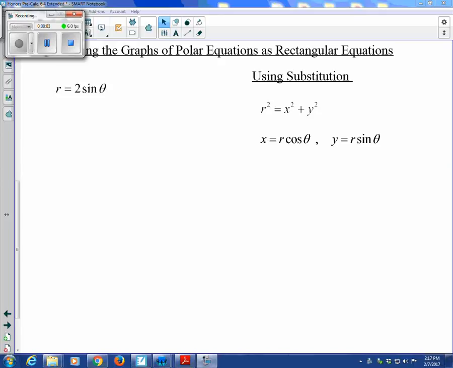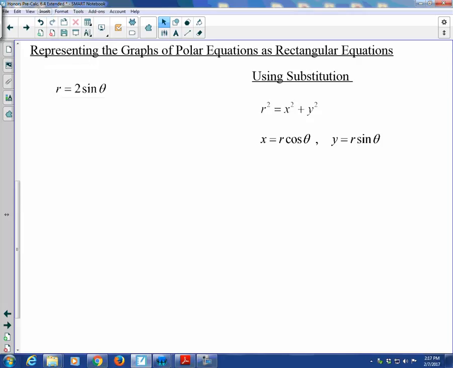Alright guys, so we're going to do a quick video here to cover what we missed in class, and that was representing the graphs of polar equations as rectangular equations. So right here, what that's going to mean is taking an equation like the one we've got right here, which is the equation we graphed above, and substituting some combination of x and y values for r and for theta.